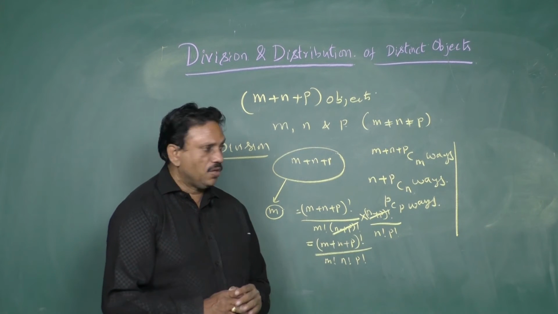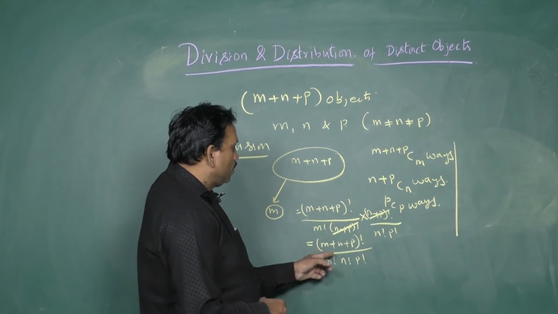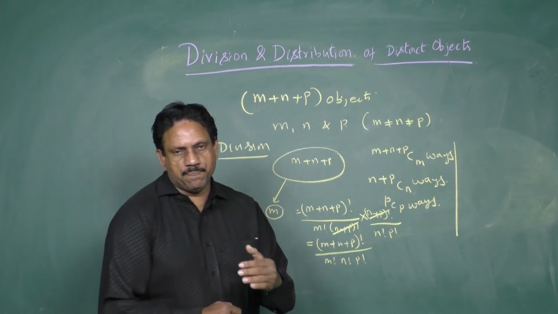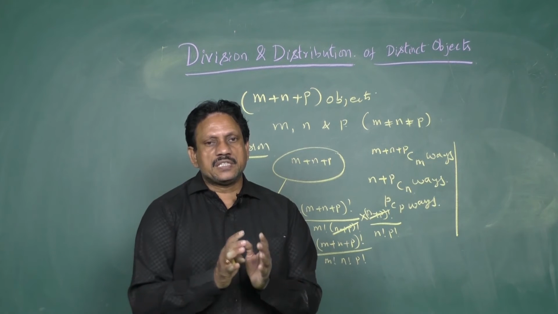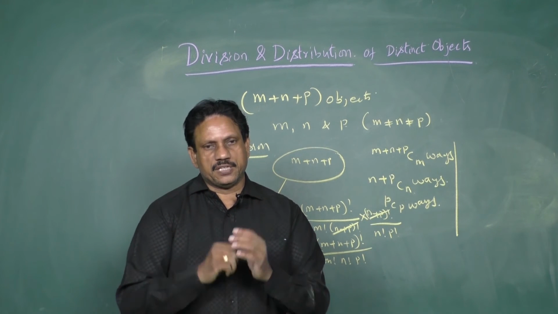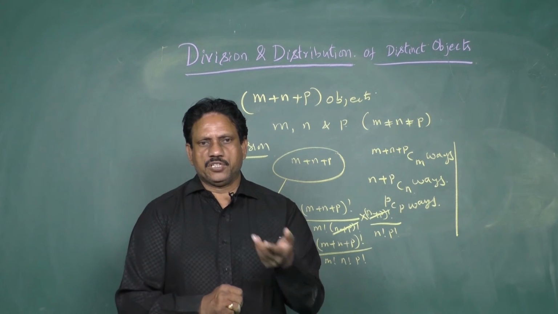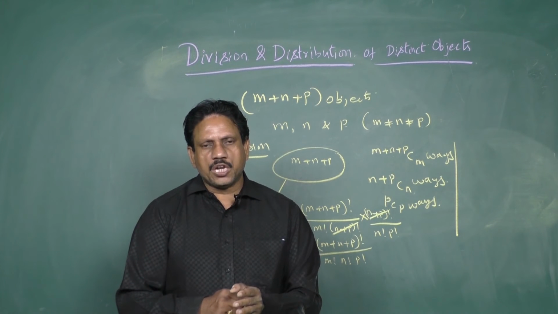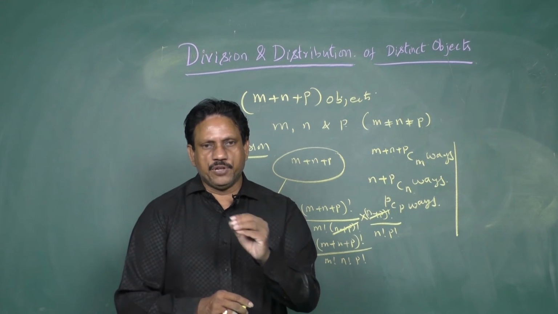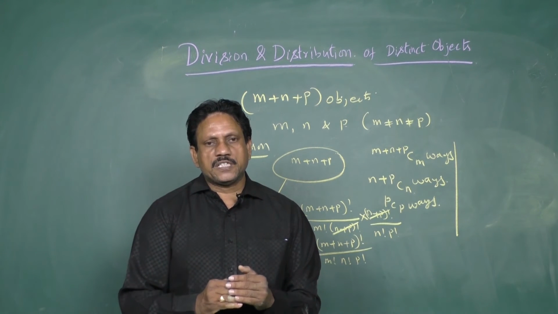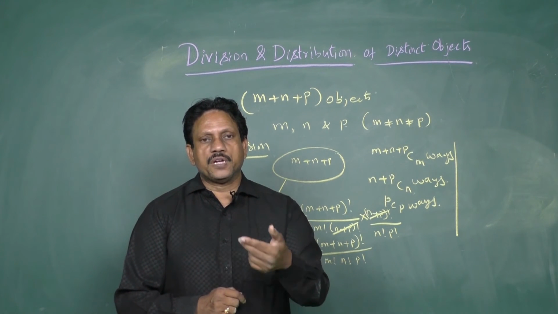So first we divided. Now we go for distribution. For distribution of these three packets, m one group, n another group, and p another group, these three packets we have to distribute to three persons. They get either m objects or n objects or p objects. So the distribution of m plus n plus p objects among three persons, if they get m, n and p objects, is the number of ways of dividing m plus n plus p objects into groups times the number of ways these groups are distributed.